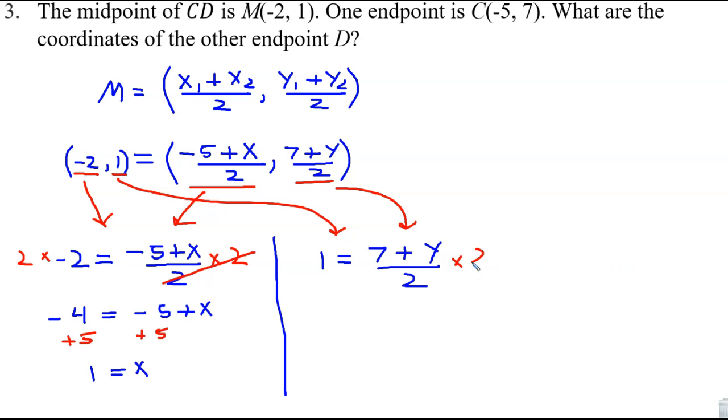I'm going to multiply both sides by 2 to get rid of my fraction. So we end up with 2 equals 7 plus y. And we'll subtract 7 on both sides. And that'll give us y is equal to -5.